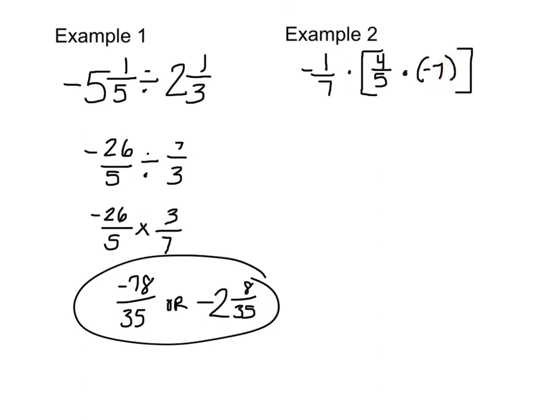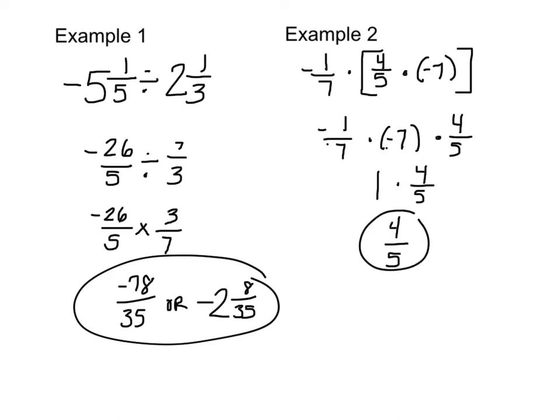So here's what I'm actually going to do. I am going to multiply negative 1/7 times negative 7 first, and then times 4/5. And the reason being is a negative times negative is positive, but 1/7 of 7, this is just 7 times 1 divided by 7, which is just 1. So this is just 1 times 4/5, which gives me 4/5.